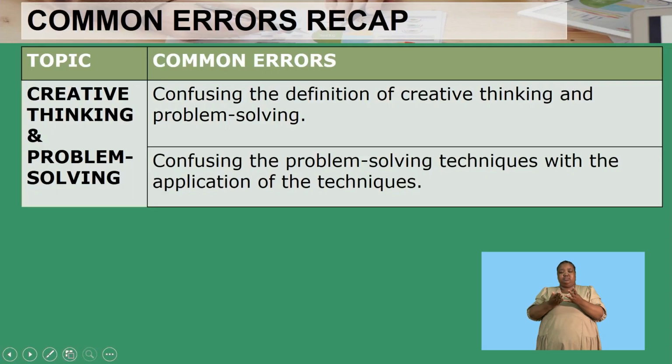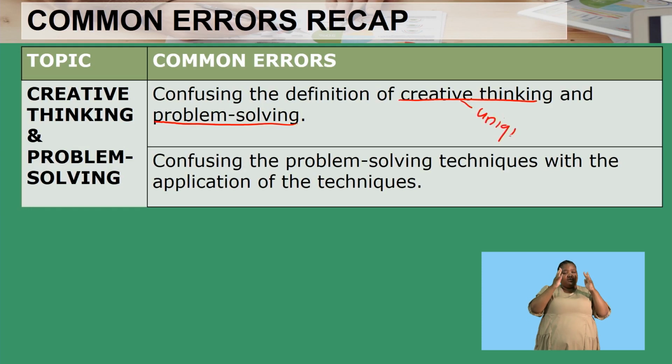Now, let's again remind each other of the common errors that you can make in the 4 topics. With creative thinking and problem solving, it is easy to confuse the definition of creative thinking with problem solving. Now, remember that with creative thinking, we are looking at finding unique solutions that have not been implemented before. So you are trying to use your imagination to come up with new ideas.